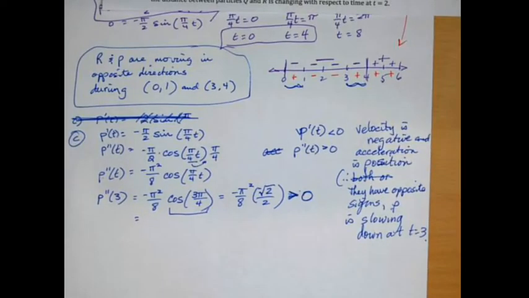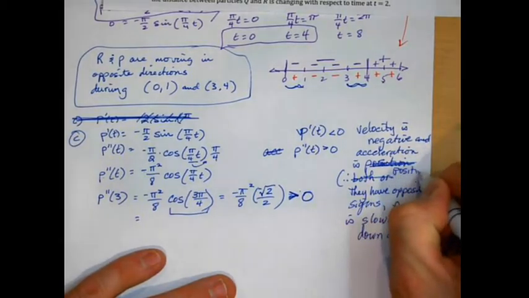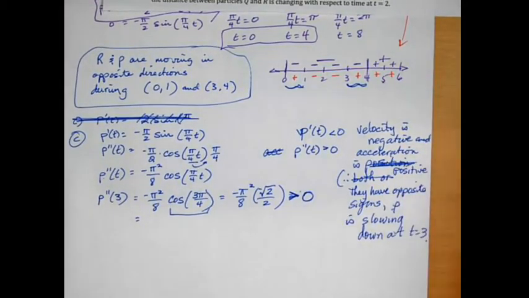Whew. Try and get those words cleaned up a little bit, Mr. Guvino. All right, so the velocity is negative and the acceleration is positive at t equals 3, meaning they have opposite signs, which means it is slowing down. So they need to see the words slowing down.